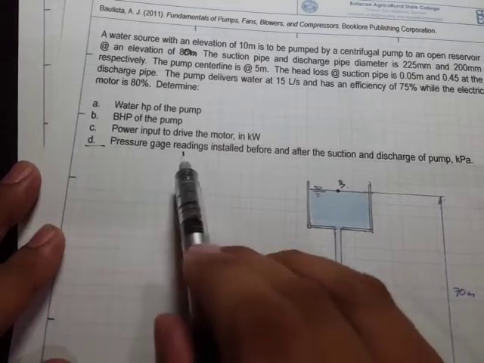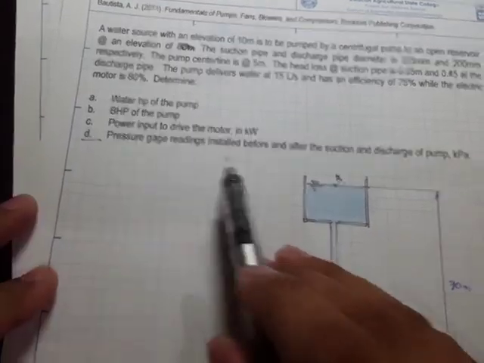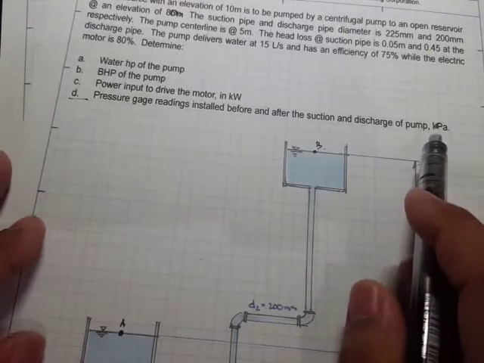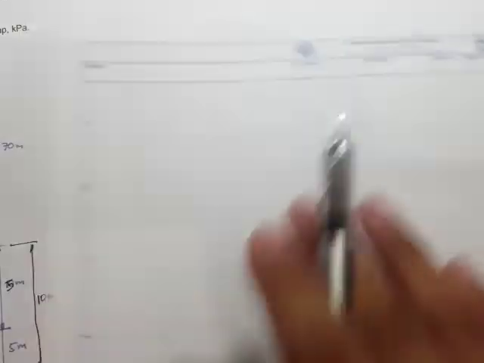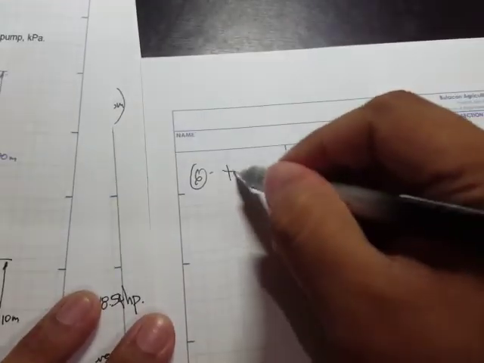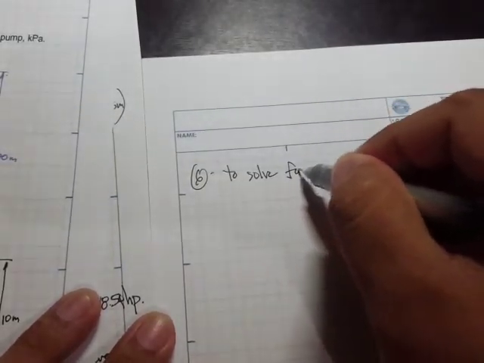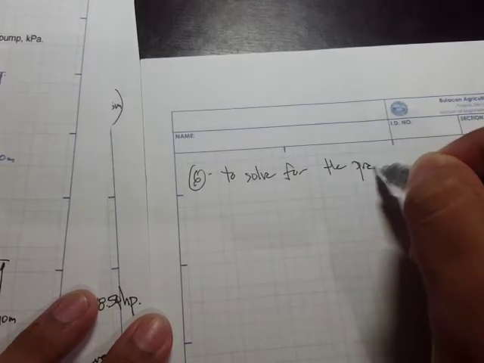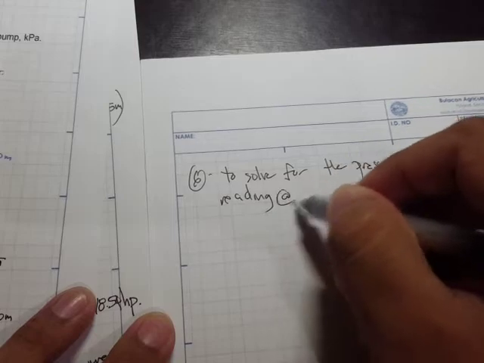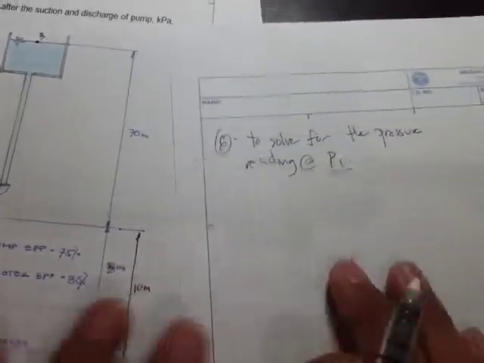Okay, so we're done with that, but we still have to solve for this. The pressure gauge readings: determine the pressure gauge readings installed before and after the suction and discharge of the pump. Right, so to solve for the pressure reading at P1, we need to apply the Bernoulli's equation.